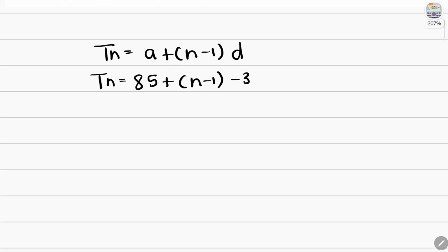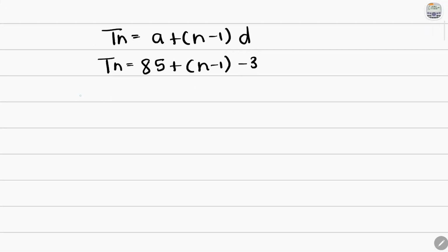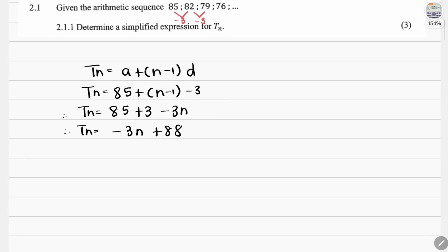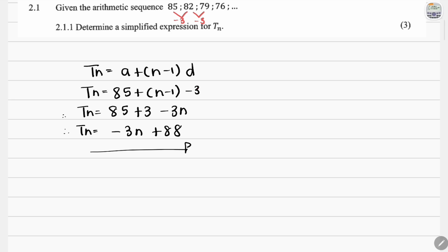And we just have to write this in its simplified form. So distribute this negative 3. So we're saying Tn is equal to 85, and then that multiplies to the negative 1 to give a positive 3, and then minus 3n. So Tn is equal to negative 3n plus 88, or 88 minus 3n is also fine. And that is our answer. Moving on to the next question.